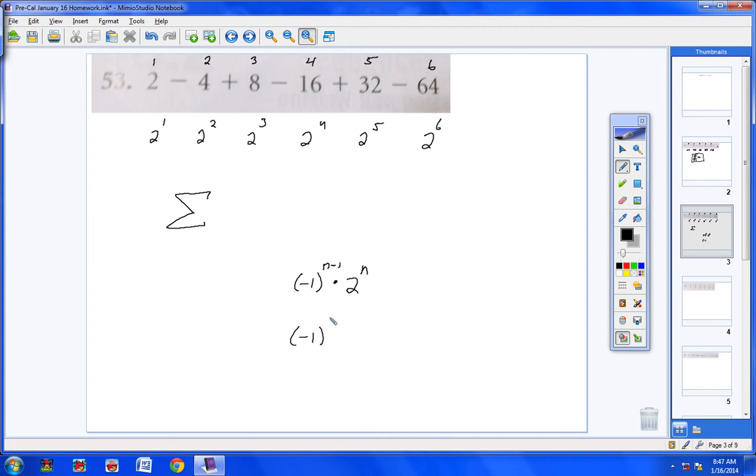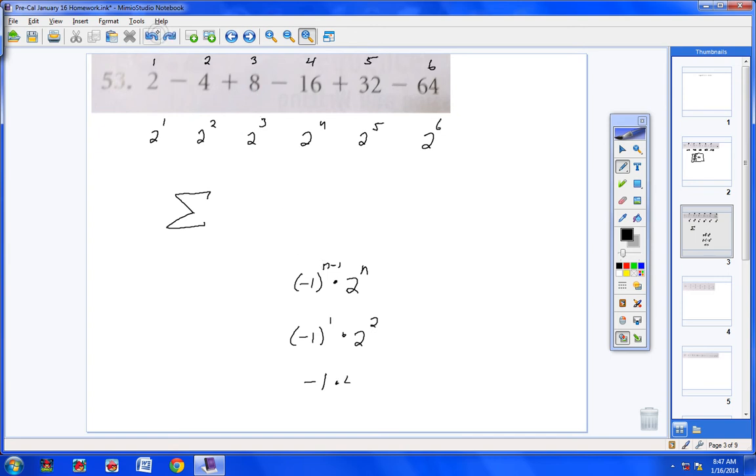2 minus 1 is 1. Negative 1 to the 1 power is negative 1 times 4. I get out negative 4. And then if you put a 3 in right here for the third term, you would get 3 minus 1 is a 2. That would give you a positive 1, and this would be an 8, and that would give you a positive 8.